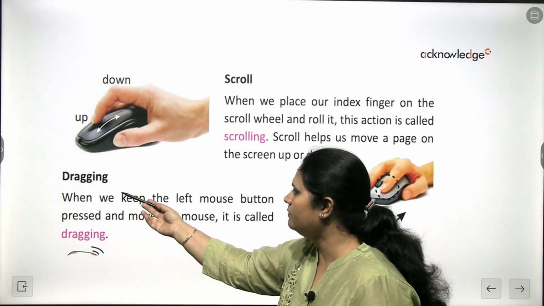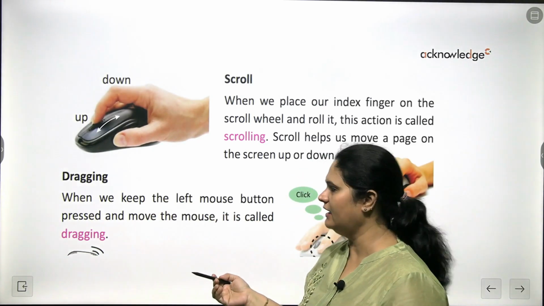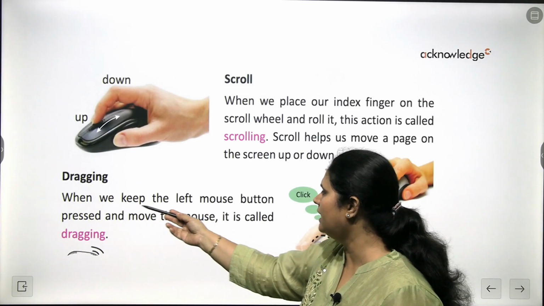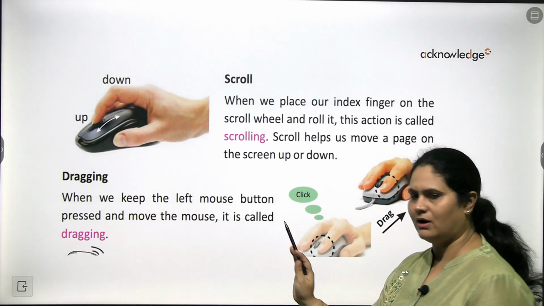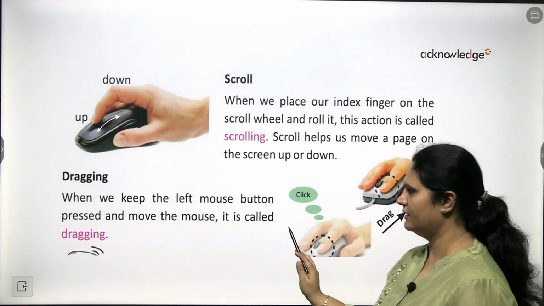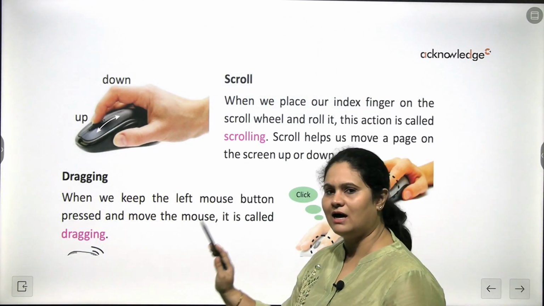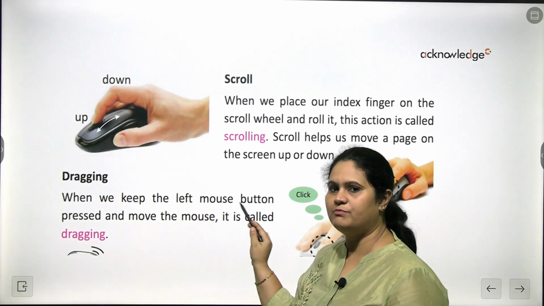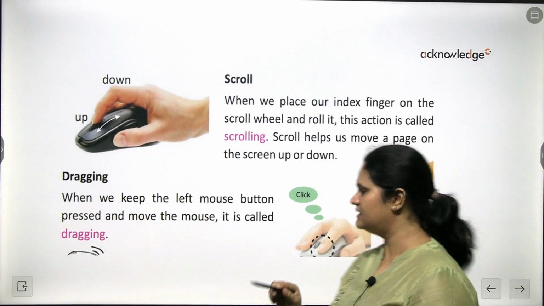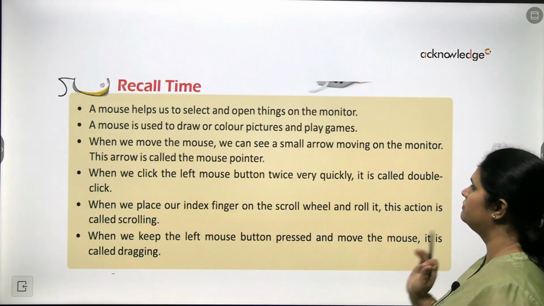Now, there is one more action that is called dragging. How do we use it? When we keep the left mouse button pressed and move the mouse. This is called dragging. Okay, you have to move the mouse, but you have to keep in mind that you keep the left mouse button pressed, right? Then it will be dragging.